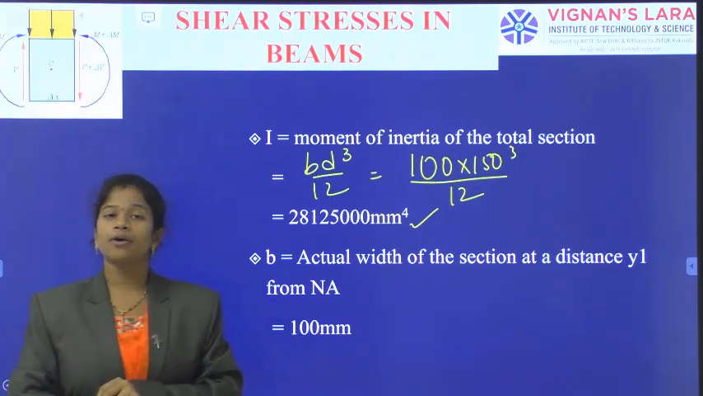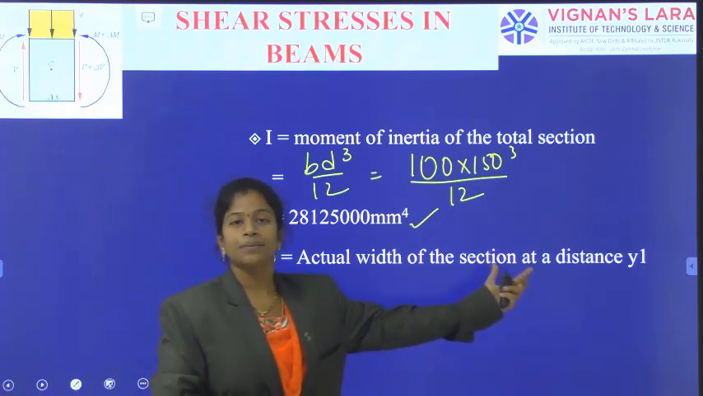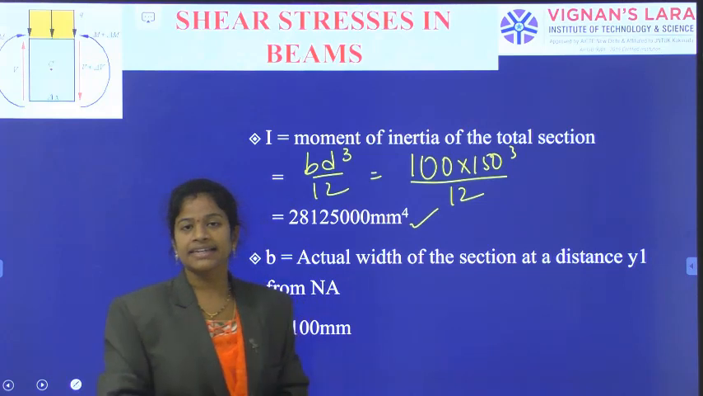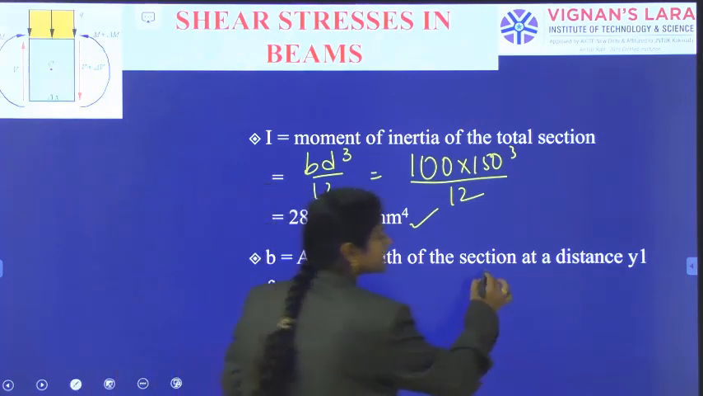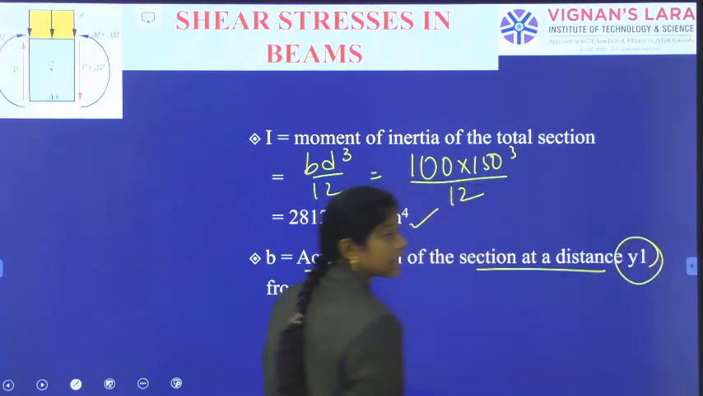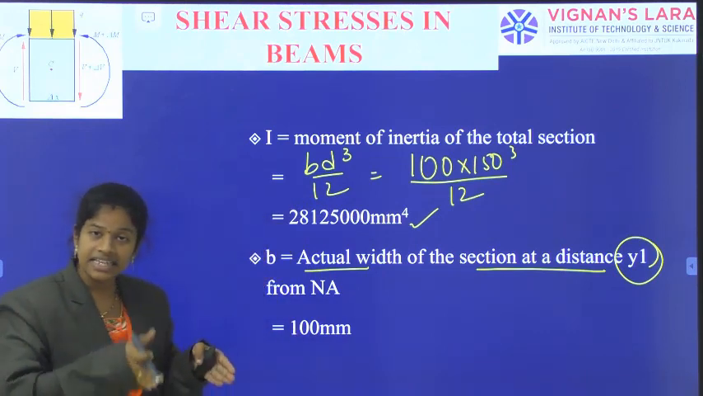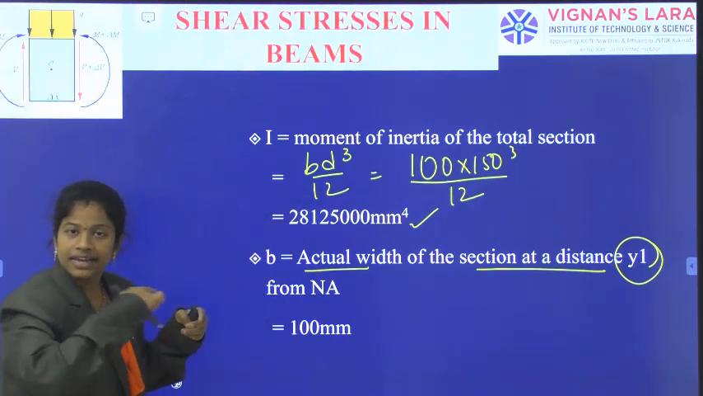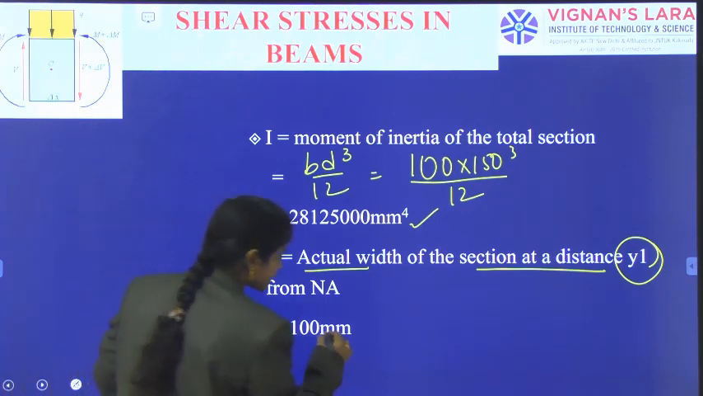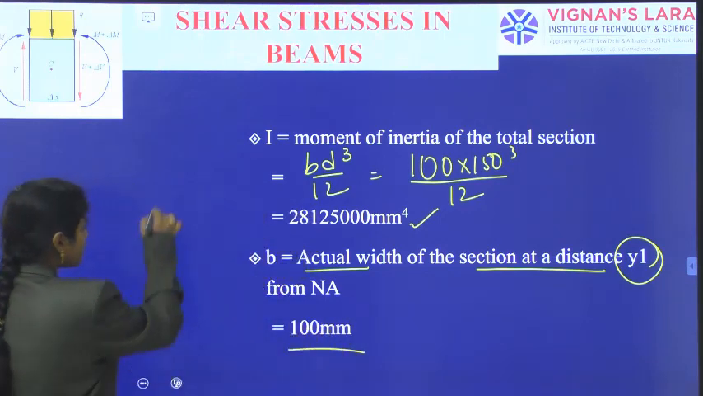And small b, what is small b in the formula? That is the actual width of the beam at the level where we are calculating the shear stress. As it is a rectangle, at every level the width of the beam is the same. That one is 100 mm.